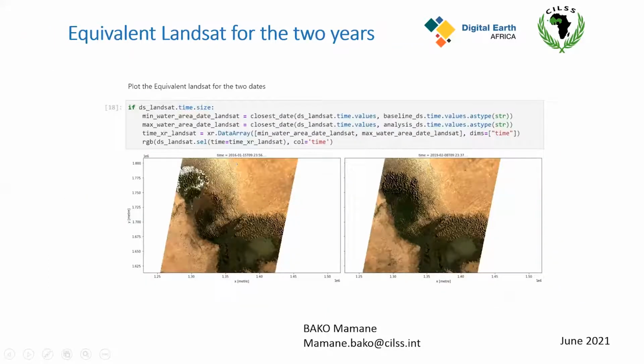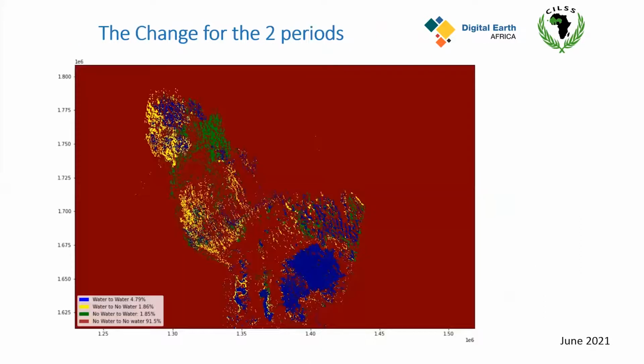So this is what we can receive from satellite Landsat data. And now we have the change for the 2 years, and you have the map here giving the water to water percentage. Water to no water, we have the percentage, and no water to water, and no water to no water.